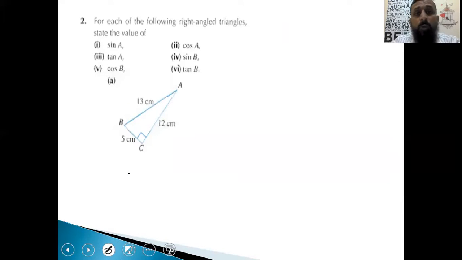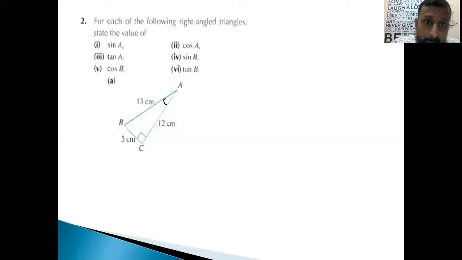For each of the following right angle triangles, state the value of sine A, cos A, tangent A, then sine B, cos B, and tangent B. So right now, I can see there is a figure given to us, triangle ABC, and they're asking us to find the trigonometrical ratios for sine A, cos A, tangent A. Now, boys and girls, I am considering angle A now. This is my angle A. This is my acute angle A.